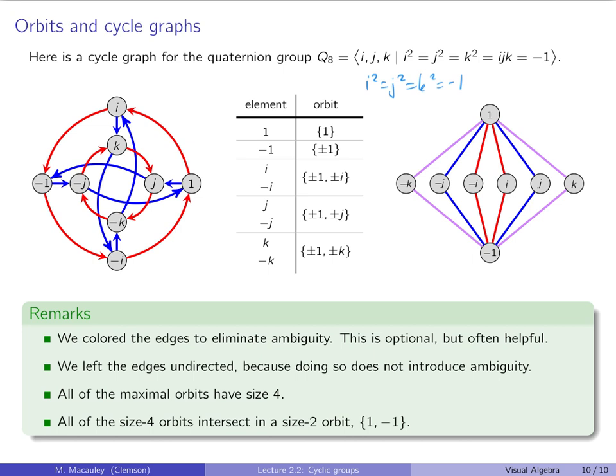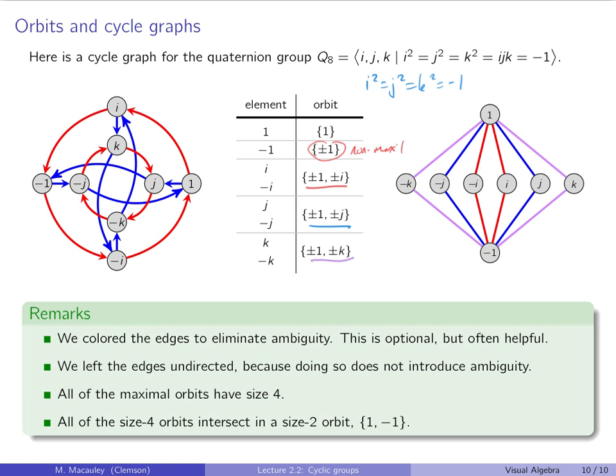-1 generates ±1. This is not a maximal orbit. So notice that this is non-maximal. And of course, the orbit generated by 1 is not maximal either. So there are 3 maximal orbits, and you can see those orbits right here. The orbit containing i is in red, the one containing j is in blue, and the one containing k is in purple.